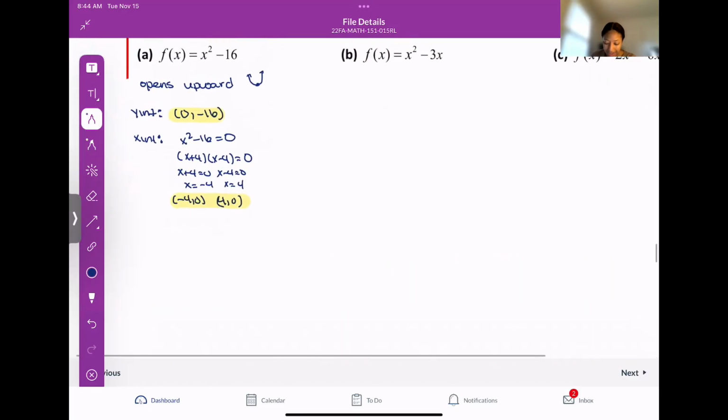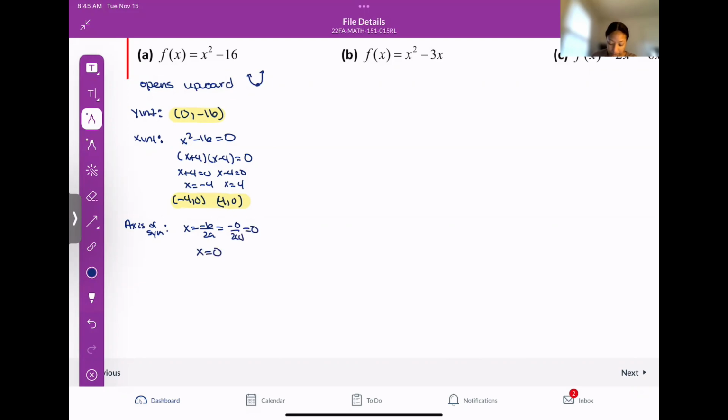We'll see. Next part, we need to find the axis of symmetry. The axis of symmetry in this case, notice here b is equal to 0. Anytime b is equal to 0, your axis of symmetry is just 0. But let's show all of the steps. I'm going to abbreviate this just axis of sym. Okay, we'd have x equals negative b over 2a. That's negative 0 over 2 times 1, which is 0. So x equals 0 is the axis of symmetry.